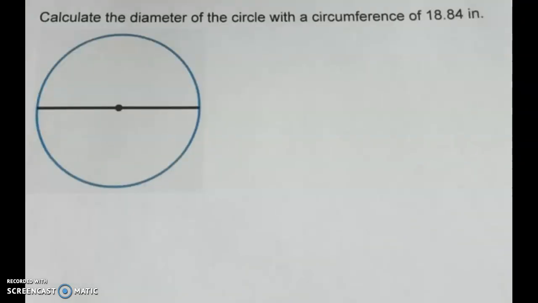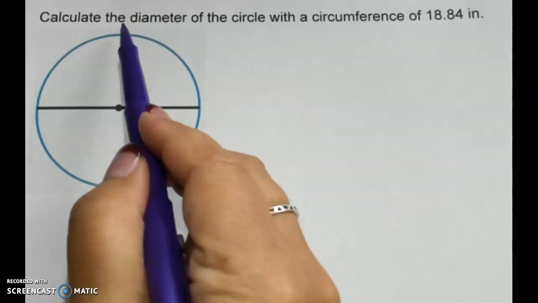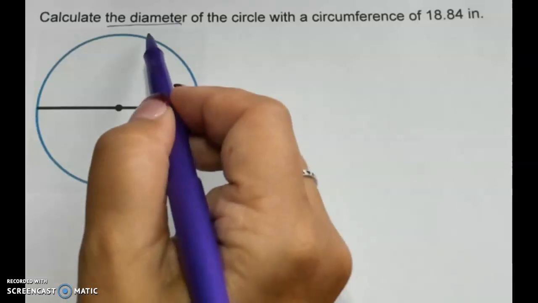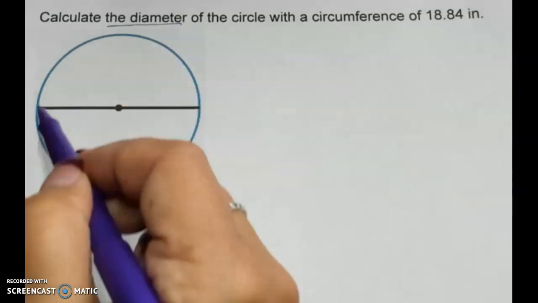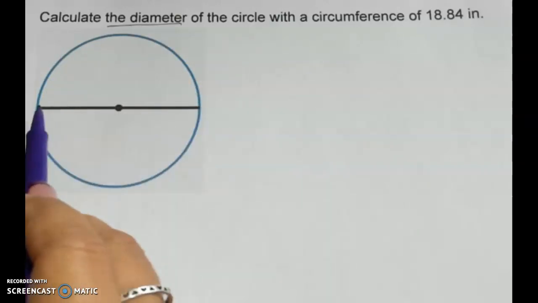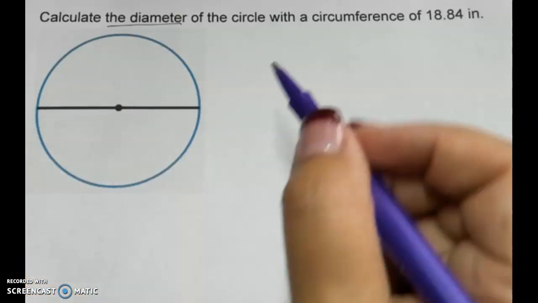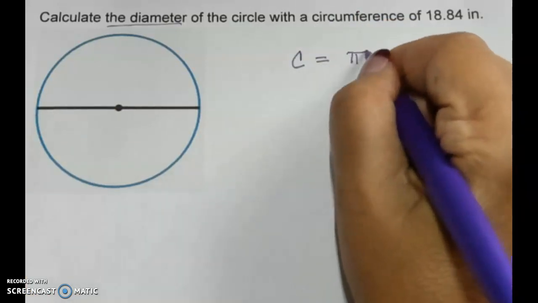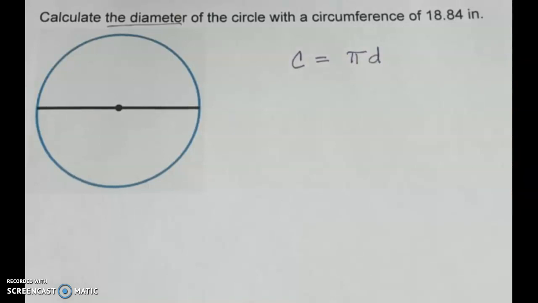All right, ladies and gentlemen, we've got one more sample problem. This problem says calculate the diameter of the circle with a circumference of 18.84 inches. So we know that the distance around the circle is 18.84 inches, but we don't know how long the diameter is. We're still going to start with our circumference formula. We'll use the one that has diameter in it, and that's circumference equals pi times diameter.